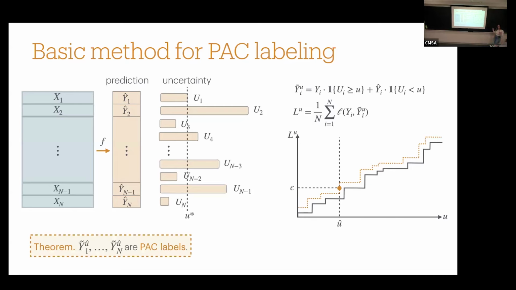And if you formalize all of this, you'll get that these resulting labels are indeed PAC labels. On the next slide, we'll go through the proof. It's very short. Notice that this u hat is going to be to the left of u star because the upper confidence bound can only make things more conservative.